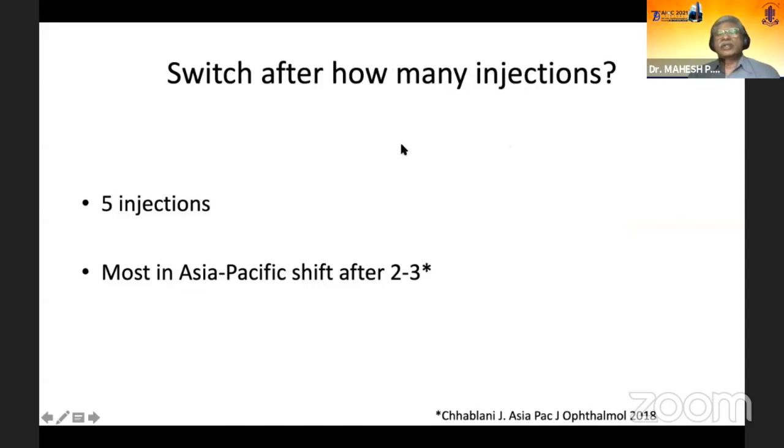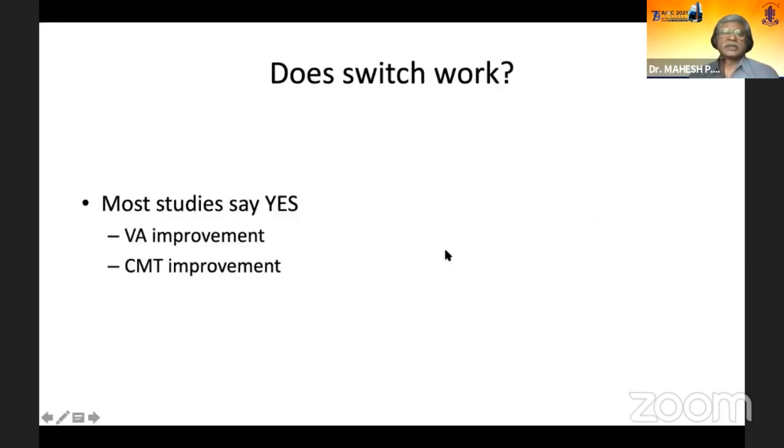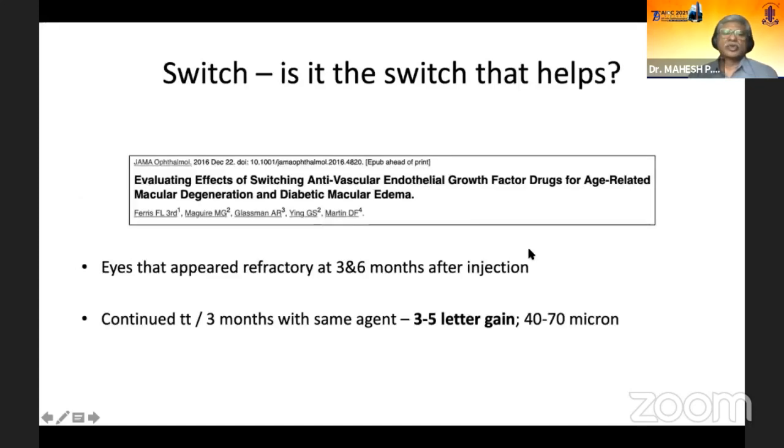So next question is switch after how many injections? Most of the studies say about 5 injections, and the studies done in Asia Pacific, we are a little bit impatient, probably because of financial reasons. So we switch after 2 to 3 injections. So does the switch work? Most of the studies where they have switched to another agent say, yes, it works. Patient's vision improves and the central macular thickness also improves. But then there are contrarian views.